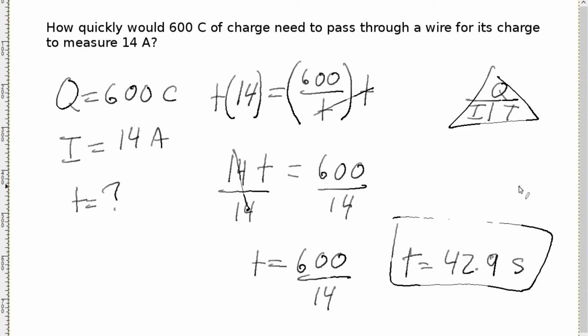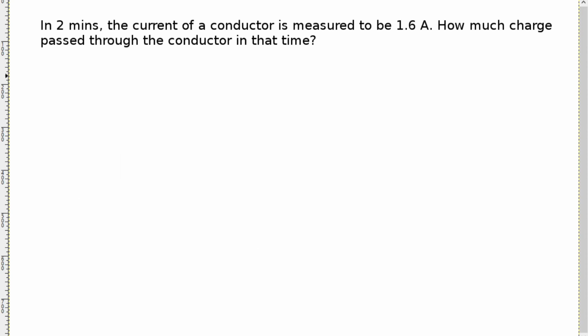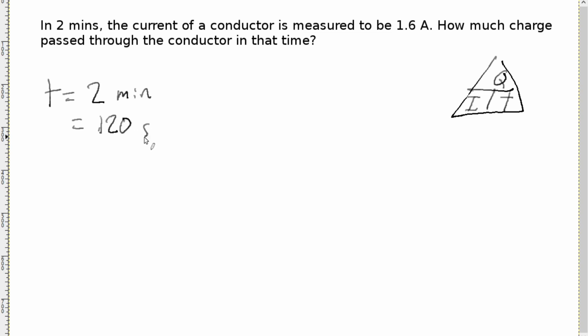So for these types of questions, you guys will need to be comfortable switching around your three-piece formula. And we'll do one more where we solve for current now instead. So I equals Q over T. So in 2 minutes, we've got time already: time equals 2 minutes, which we can actually convert right now if we want, which is 120 seconds.